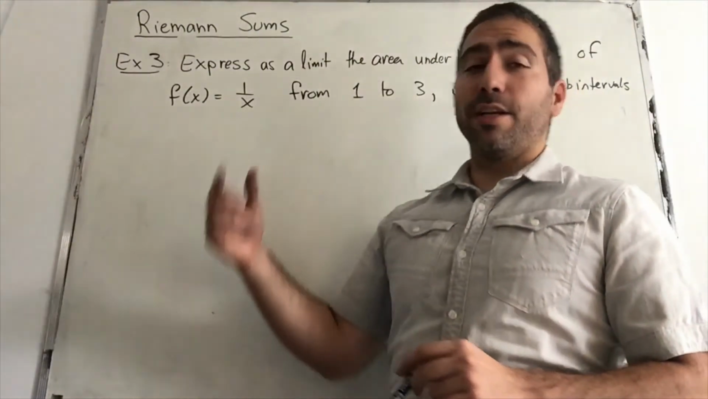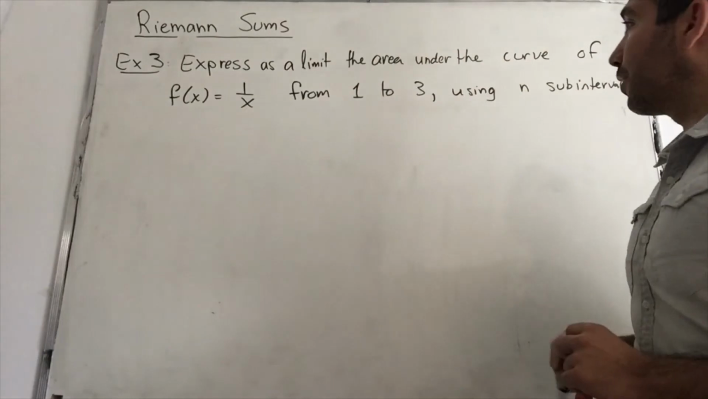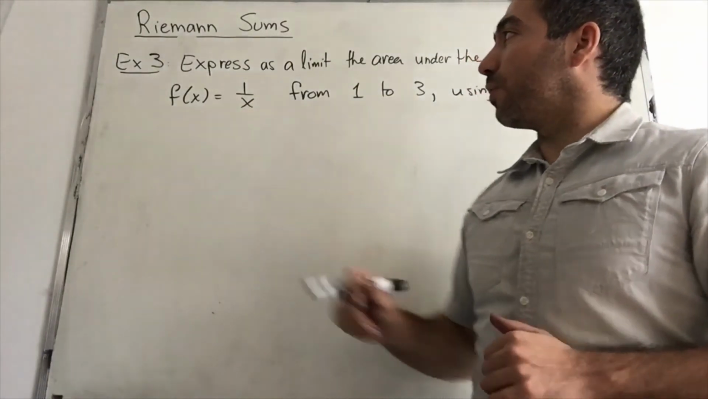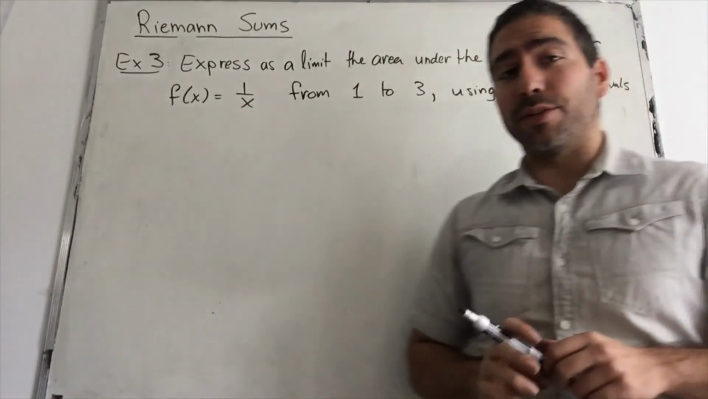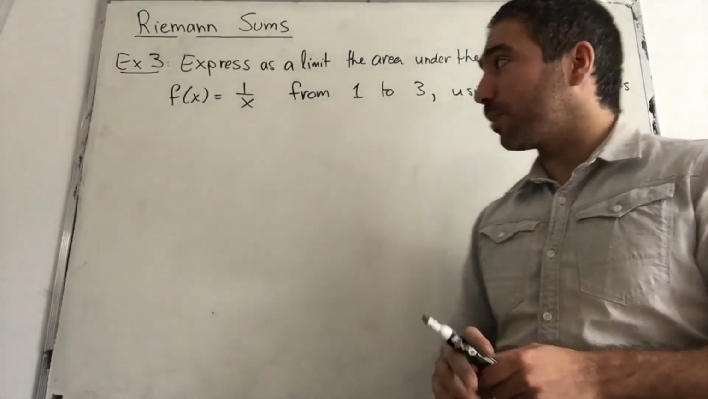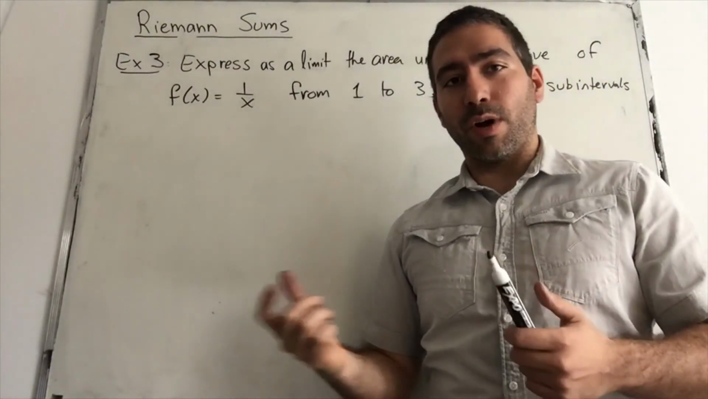So in this example over here, it says to express as a limit the area under the curve of f of x equals 1 over x from 1 to 3 using n subintervals. So here we don't have a polynomial function, we're actually dealing with a rational function. Why is this an issue?